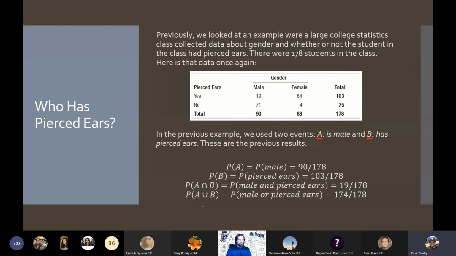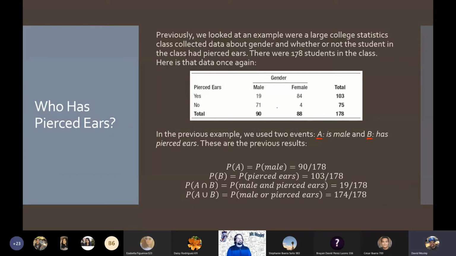And we were able to calculate these results. Probability that the student is male, 90 out of 178, because we have 90 male students out of 178. Probability the student has pierced ears, so then we just look at students having pierced ears, 103 out of 178. Right. Probability that the student is male and has pierced ears, we only have 19 of those out of our total. And then we have probability that a student is male or has pierced ears.